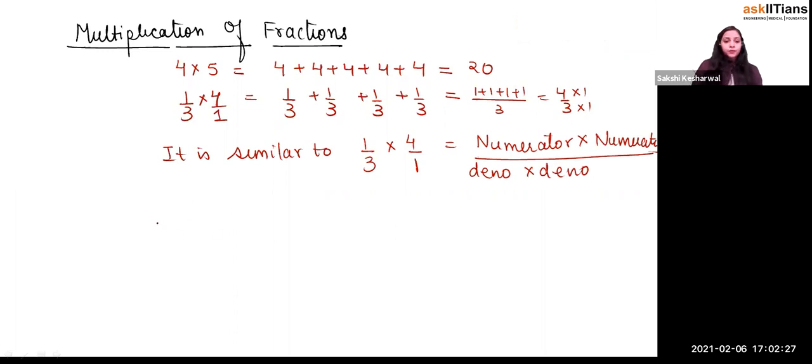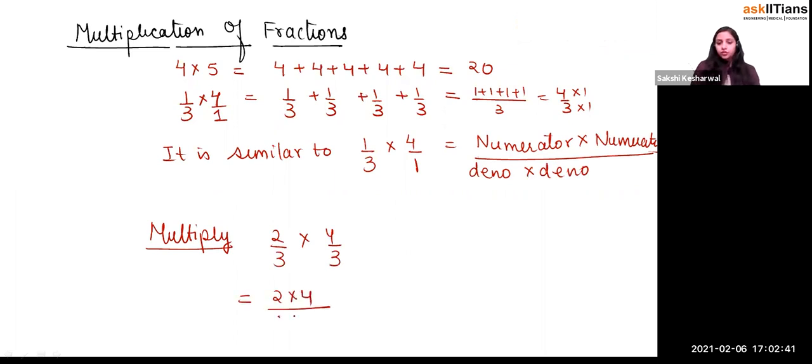If I say multiply 2 by 3 into 4 by 3, this equals: you will multiply 2 into 4, and then 3 into 3, which equals 8 by 9. That's your answer. So if the question is given like this, you can just go like that.